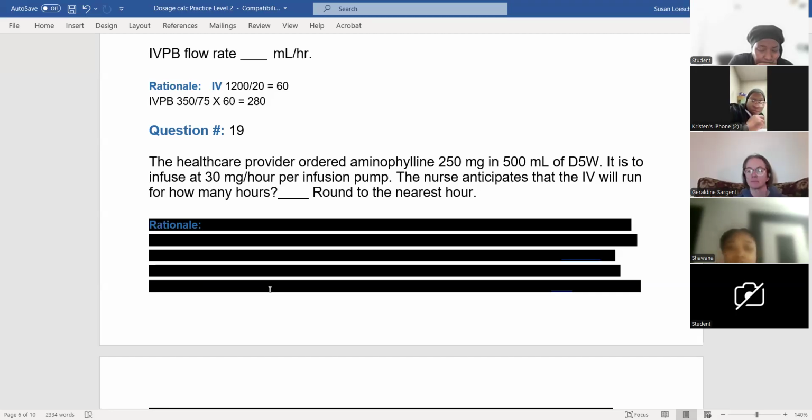So you have 250 milligrams in 500 mLs, and it's running at 30 milligrams per hour. So it gave you really what you need to know, right? Because you know you have 250 milligrams in there. If it's running at 30, you should just be able to take the 250 milligrams and divide it by the 30 milligrams. And that should tell you how many hours. It should be a little over 8, right? Yes.